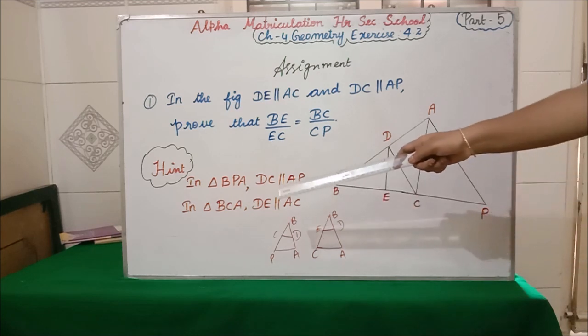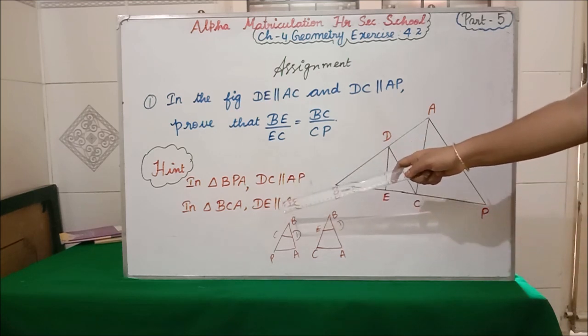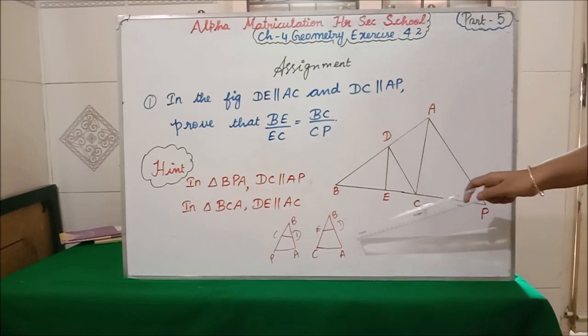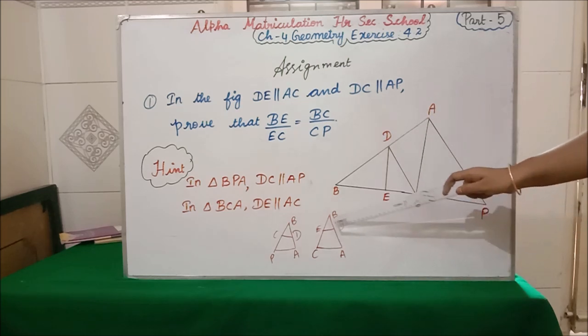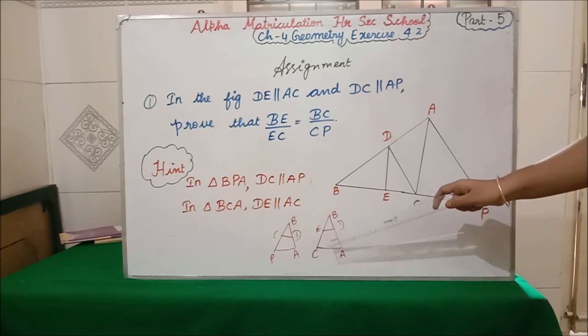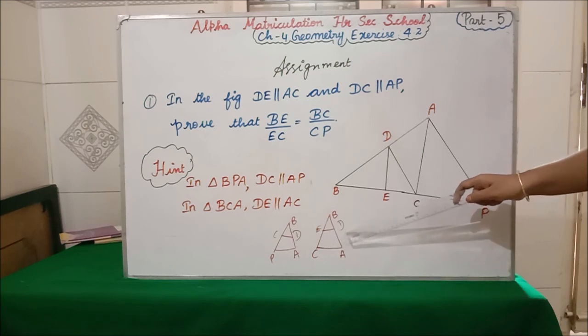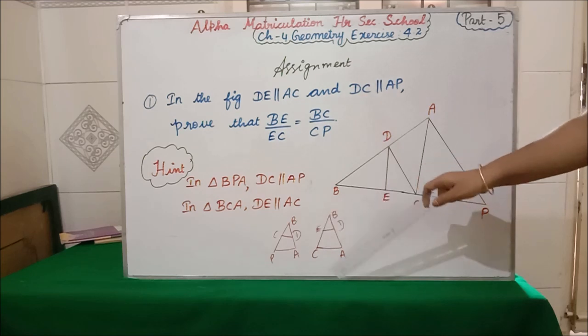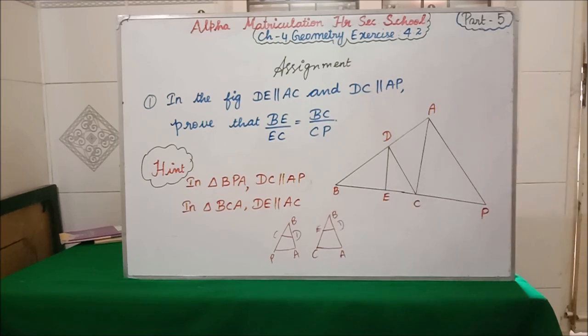Next, we are going to take triangle BCA. DE is parallel to AC, this line. That also I have drawn separately. In BCA, this line DE is parallel to AC. So if it is parallel, again you will write by Thales theorem, isn't it? The corresponding sides divide in the same ratio. So write that and mark it as equation 2.